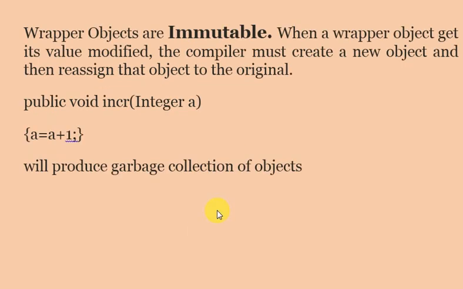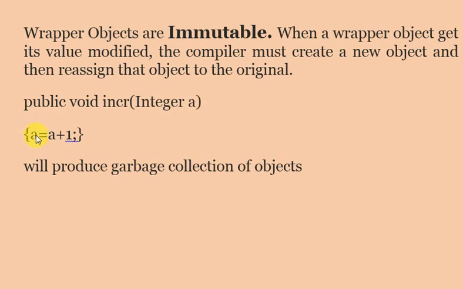Another difference is wrapper objects are immutable. When a wrapper object gets its value modified, the compiler creates a new object and then reassigns the object to the original value. So if you look at this code, public void incr, for increment, and we are passing it a parameter which is of type Integer, a wrapper class, and its name is a.